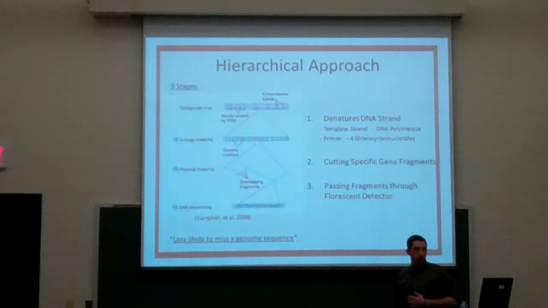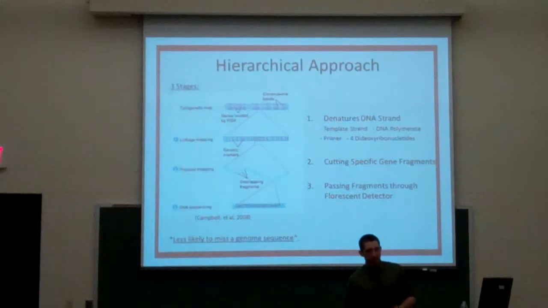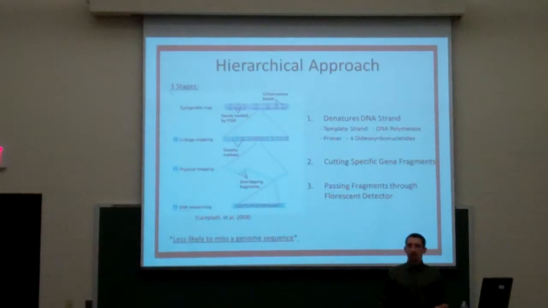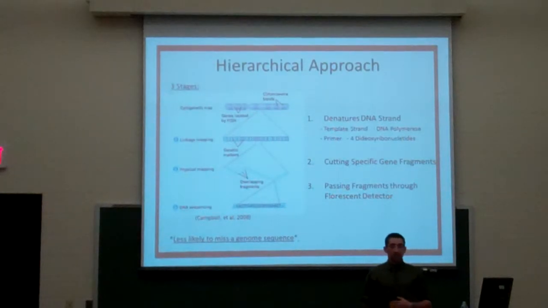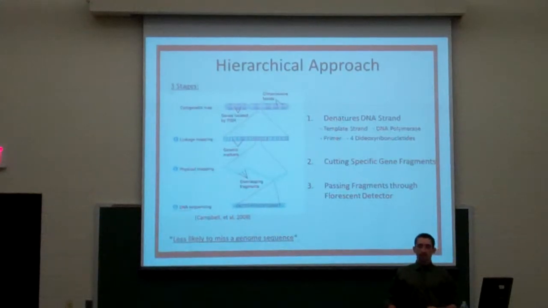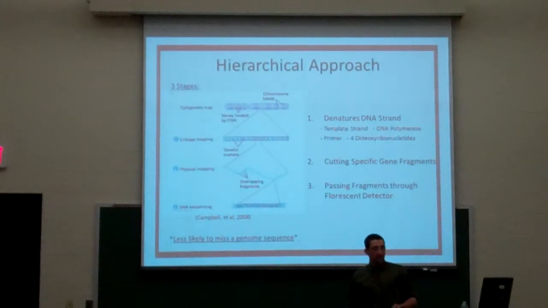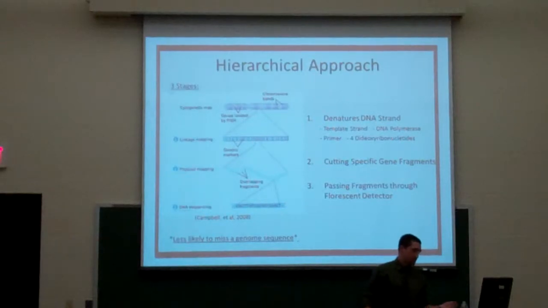The hierarchical approach involves 3 different stages. The first stage is linkage mapping, which deals with the denaturing of DNA strands. This is done in 4 different test tubes. Each test tube has an identical template strand, a DNA polymerase, and a primer. Where the differences come within these test tubes is the 4 dideoxyribonucleotides. These are fluorescent indicators that attach to the DNA strand and cut it into fragments, which leads to the second step of physical mapping.